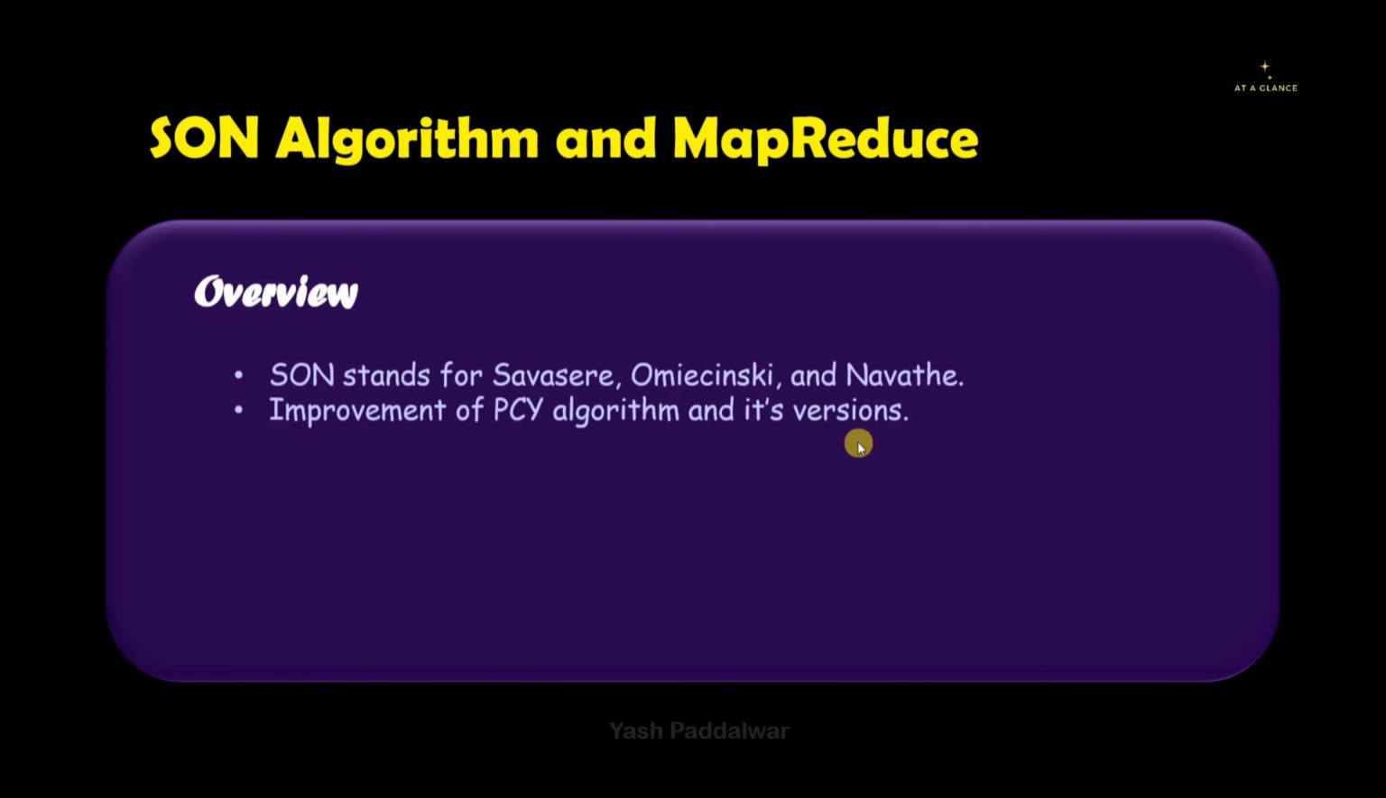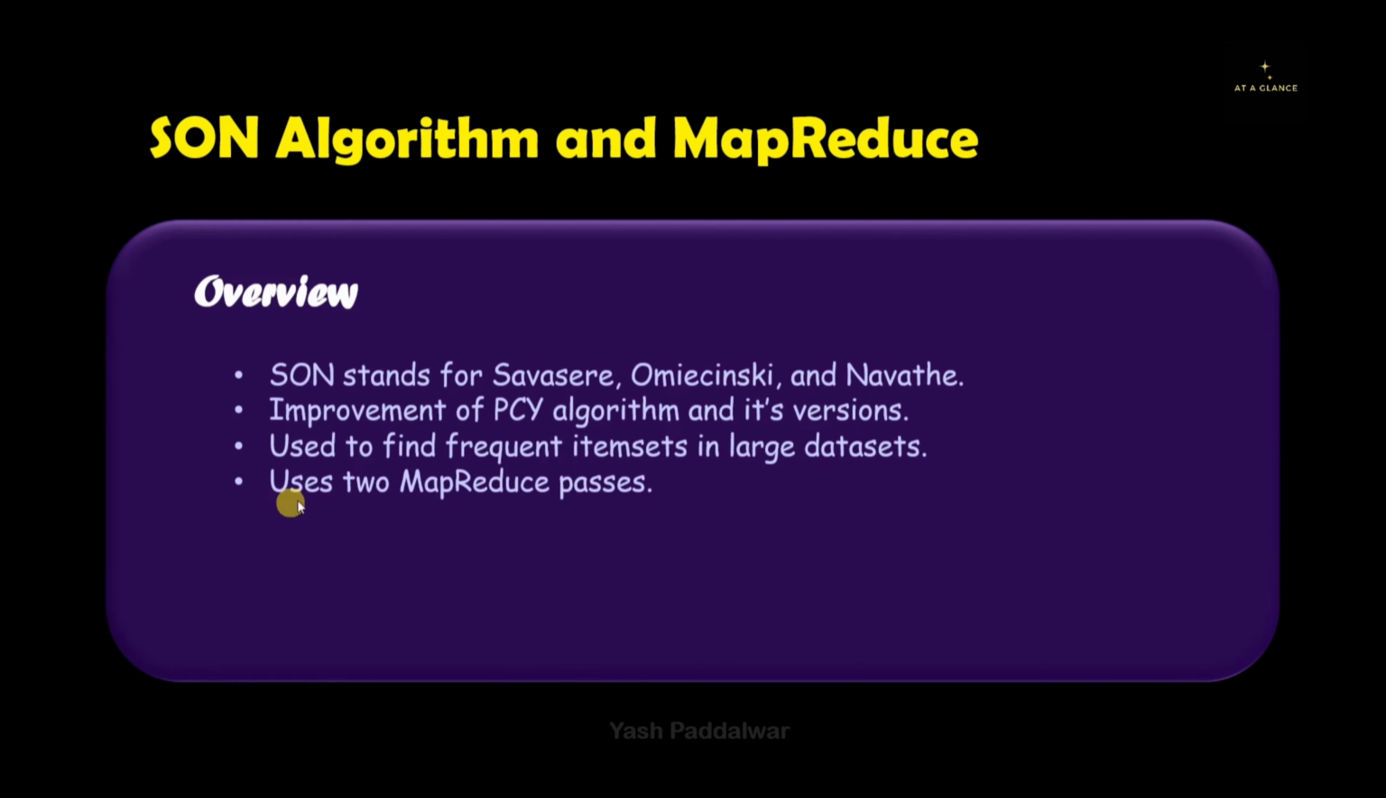Basically, the SON algorithm is an improvement of the PCY algorithm. If you haven't looked at my video on the PCY algorithm, then please go and check it in the Big Data Analytics playlist. You can get it from there. This particular algorithm is basically used to find the frequent item sets. That means the item sets which occur more frequently in a given dataset. It is basically used to find frequent items in larger datasets.